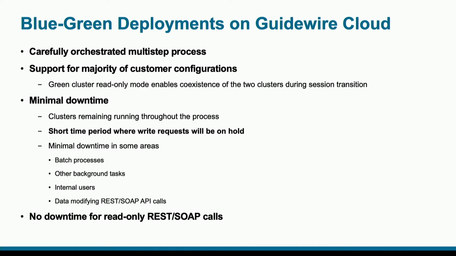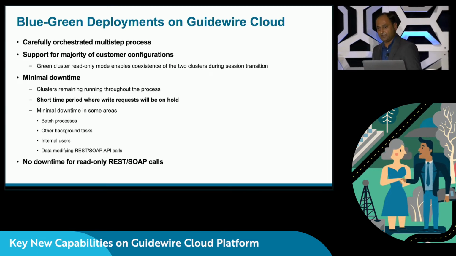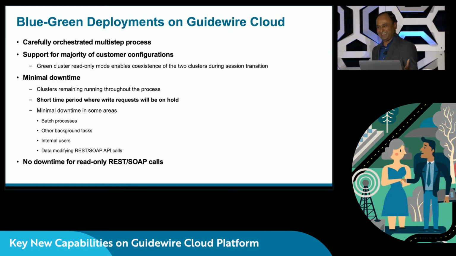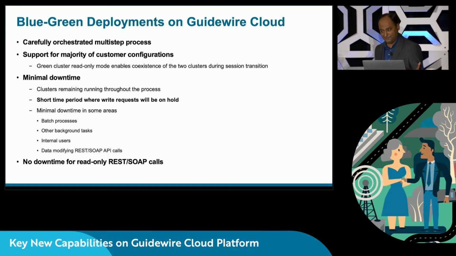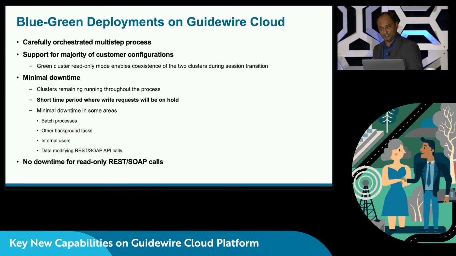So just to give you the highlight, it's a carefully orchestrated step taking care of avoiding any data conflicts and data collisions in the system that comes with both servers running in parallel and traffic being live. We're trying to support the majority of the configurations. Putting the green server in the read-only mode helps us with the coexistence of both clusters during the transition time.